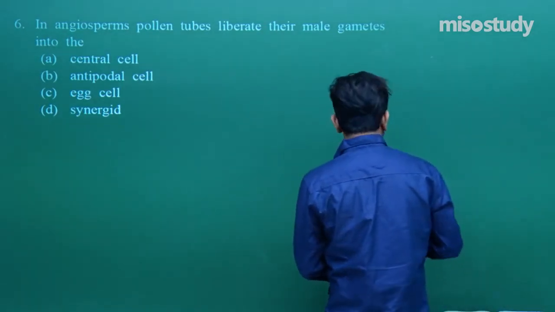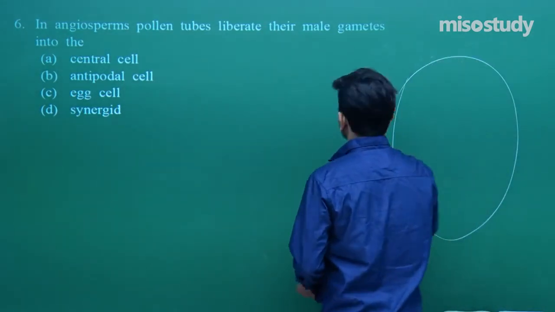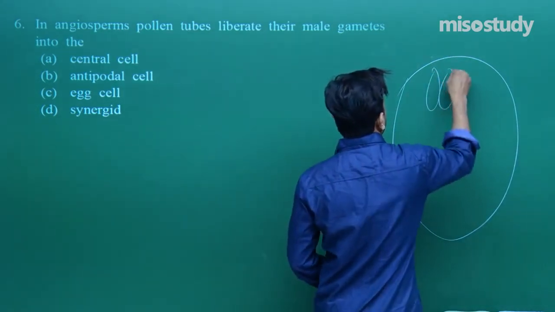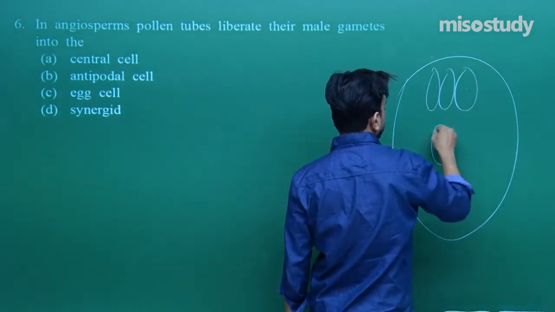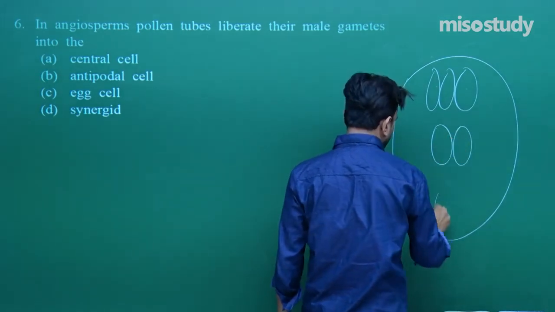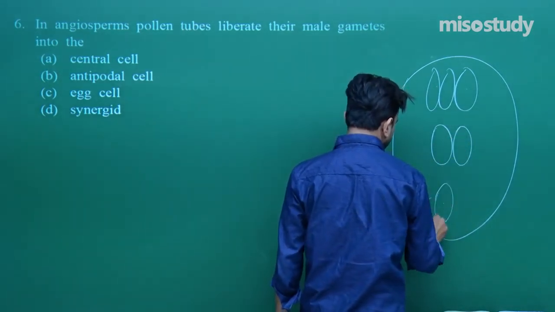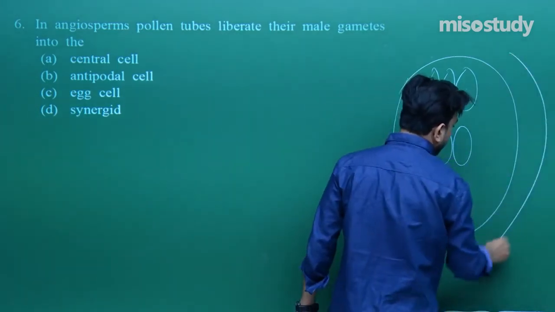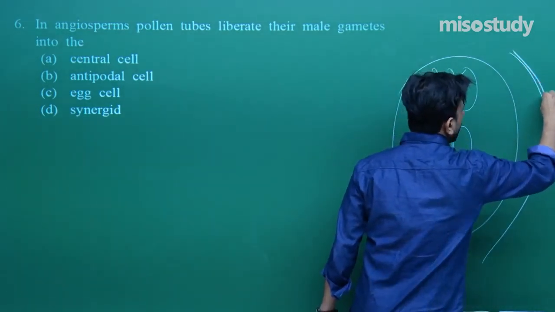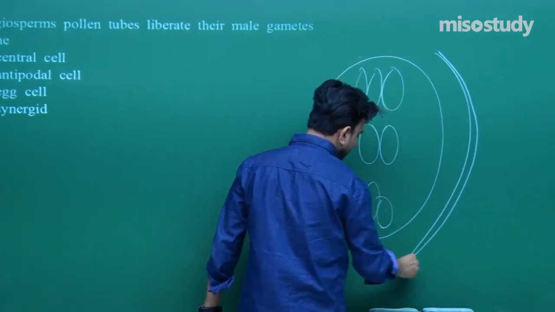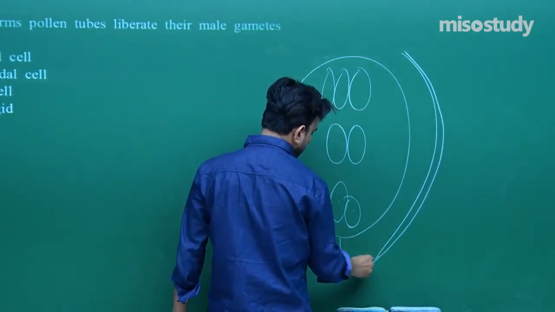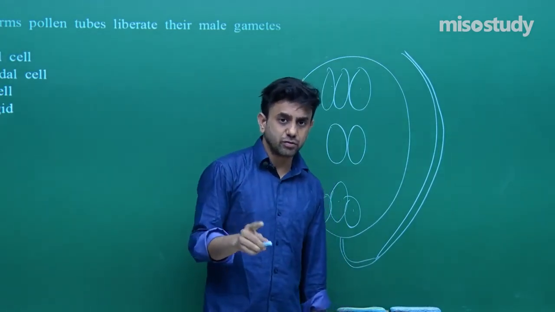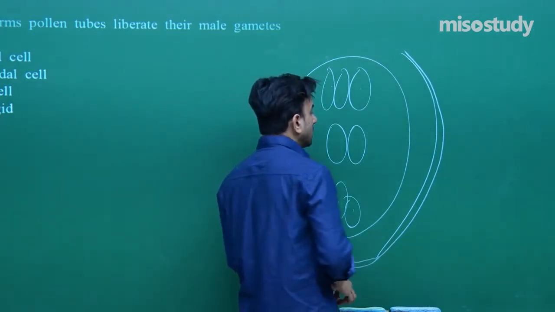So when we draw this embryo sac again, the 3 antipodal cells, the 2 polar nuclei, this is the egg cell, the 2 synergids. Now what will we see as the pollen tube is coming? It will enter, guided by the filiform apparatus, the embryo sac. Now it is bringing the 2 male gametes.